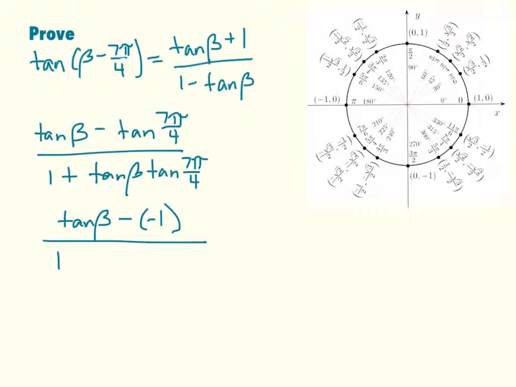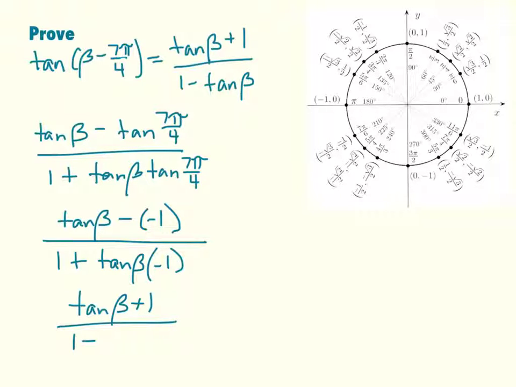So over 1 plus tangent of beta times the tangent of 7 pi over 4 was negative 1. Well, look, tangent of beta minus negative 1, that's the tangent of beta plus 1. And tangent of beta times negative 1, that's 1 minus tangent of beta, which is what I was trying to show. We proved it. Goodbye.